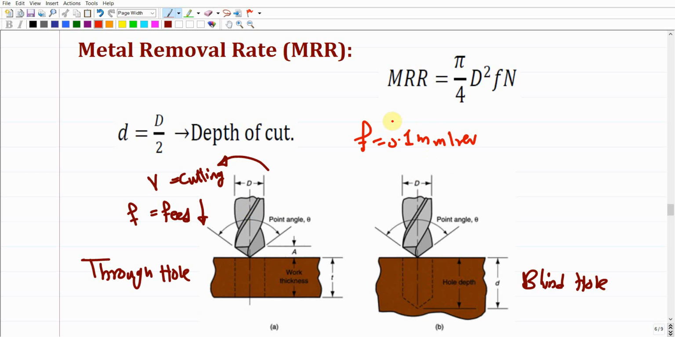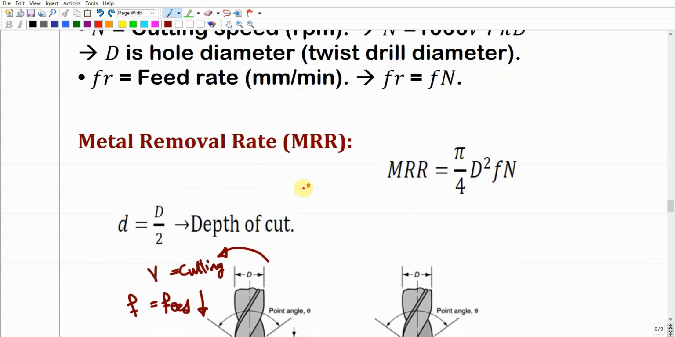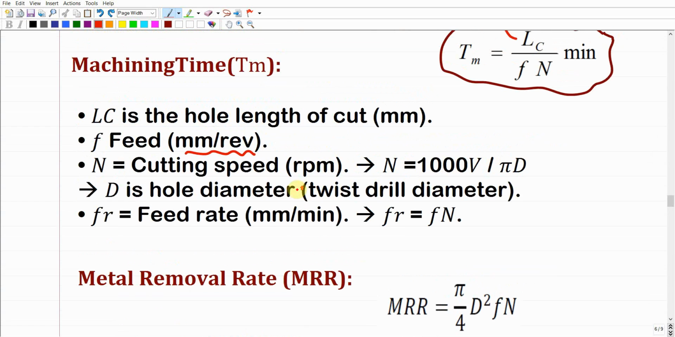If the feed is higher, like let's say 0.5, then with one rotation of the twisted drill, it should be penetrating, moving down 0.5 millimeter into the work part. Make sense? So this is the physical meaning of the feed motion for the drilling operation, which is very similar to the turning operation.